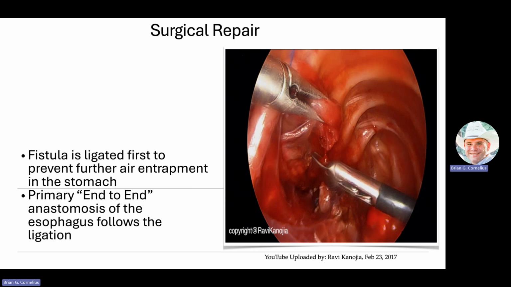And we talked about this being for pediatric patients, but I've seen more than one adult patient have a TE fistula as well. Commonly, from our end, it's as a result of something eroding through the trachea into the esophagus.